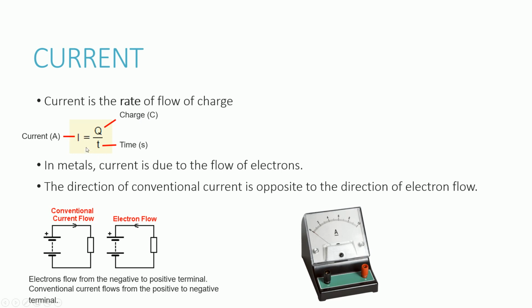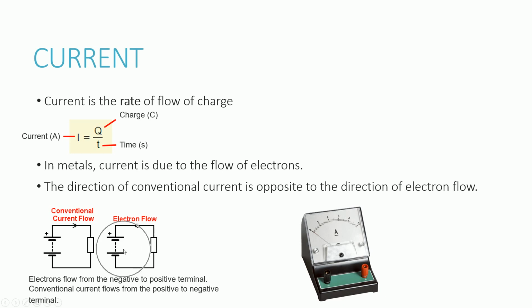And so in metals, generally, current is due to the flow of electrons, and you should already be aware of that by now. And so this is the counterintuitive thing that you do need to realize. The direction of conventional current is always opposite to the direction of electron flow.